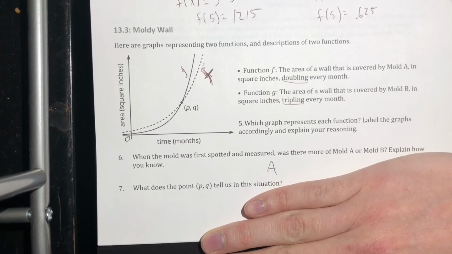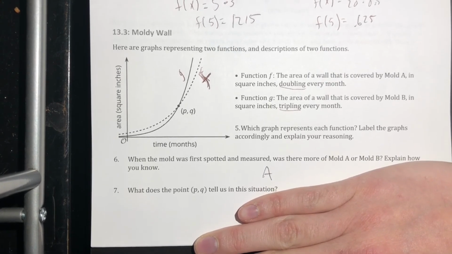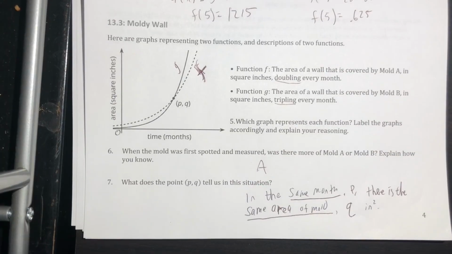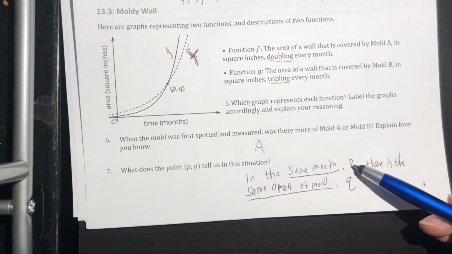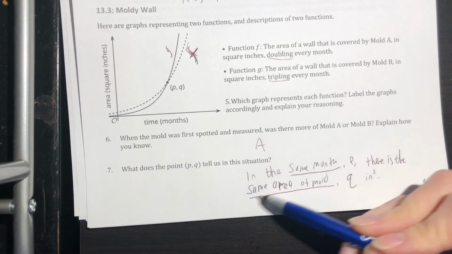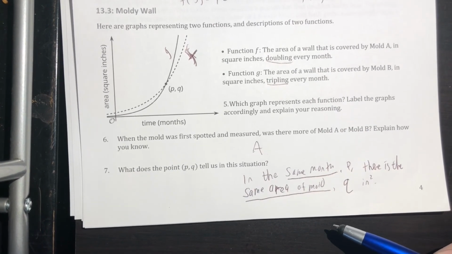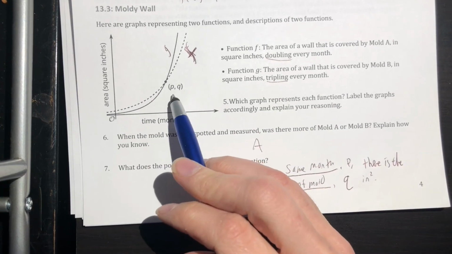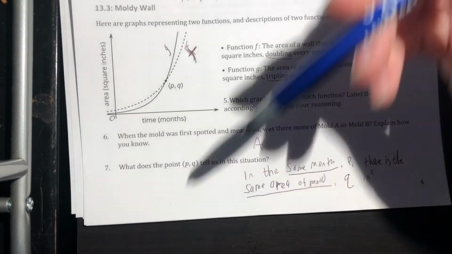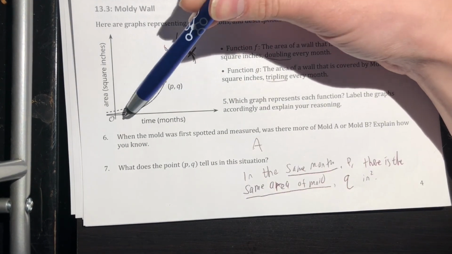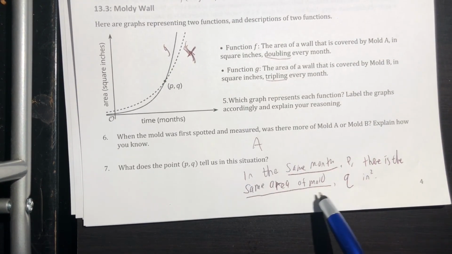So try to do part 7 on your own. What does the point (P, Q) tell us in this situation? And this will be a flashback to our systems of equations unit. In the same month, P, so after 1 month, 2 months, 2.5, 3.25 months, there is the same area of mold, Q, inches squared. So remember we talked about systems of equations and the point where they intersect being where the same x and the same y are happening for both at the same time. It's the same type of deal here, where lines intersect, the same time has gone by, and the same output is being recorded. So, in the same month, there is the same area of mold.